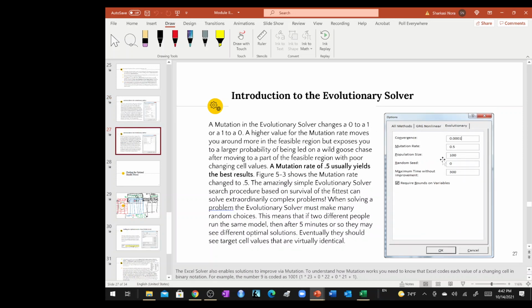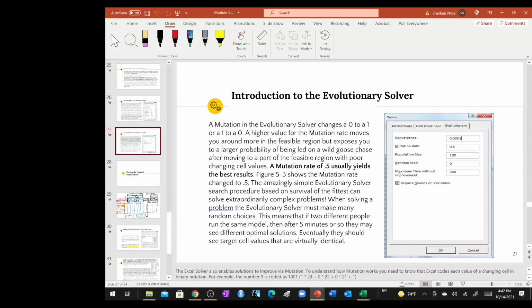Now, what about this mutation rate and why is it important? The mutation in the evolutionary solver changes between 0 and 1, or 1 and 0. A higher value for the mutation rate moves you around more in the feasible region, but exposes you to a larger probability of being led on a wild goose chase. Goose chase, meaning that it's going to be very confusing.